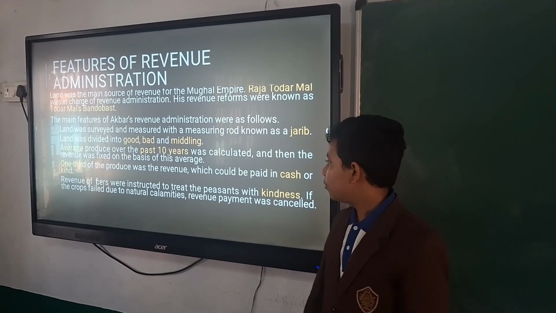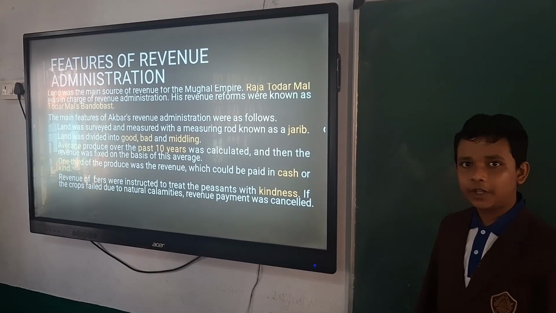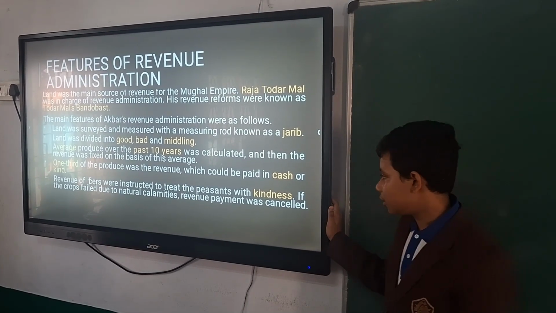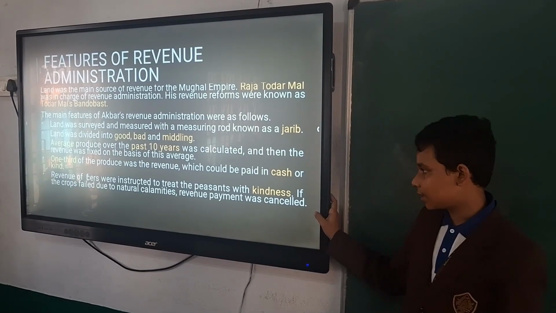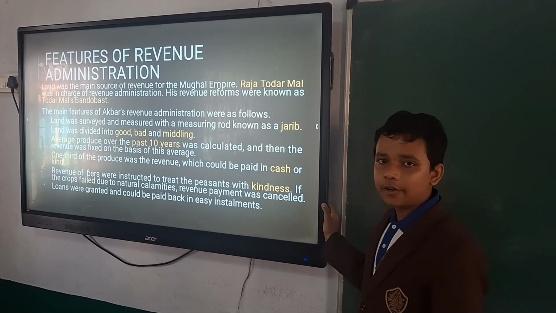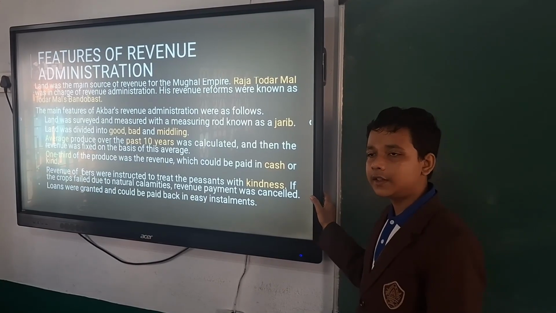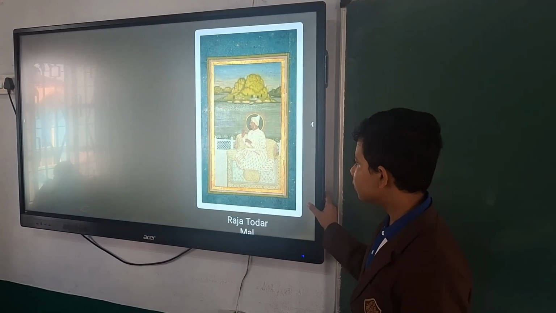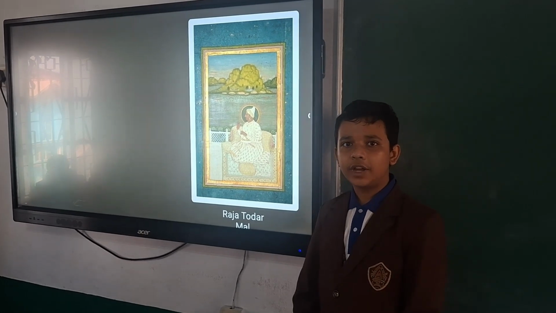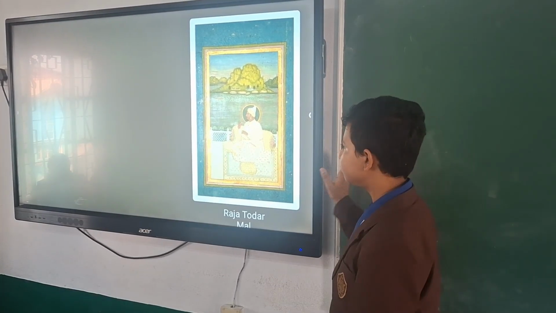The revenue officers were instructed to treat the peasants with kindness. If the crops failed due to natural calamities, the revenue payment was cancelled. Loans were granted and could be paid back in easy installments. Here is a picture of Raja Todarmal, who was in charge of the revenue administration during Akbar's reign.